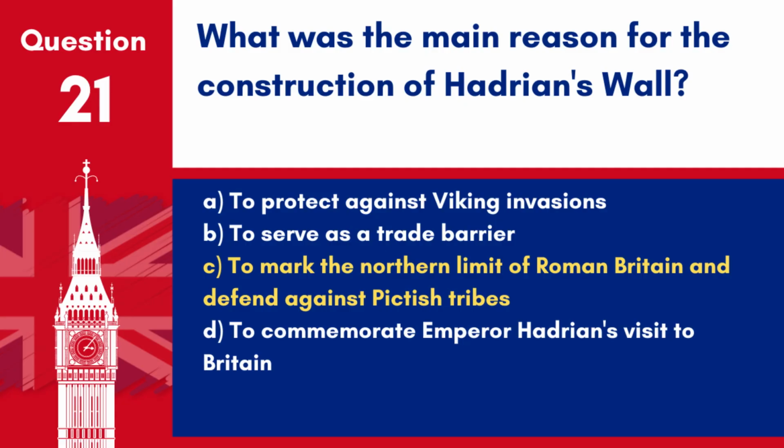Answer: C. To mark the northern limit of Roman Britain and defend against Pictish tribes. Hadrian's Wall was primarily constructed to secure the frontier of Roman Britain by marking the northern limit and providing a defence against the northern tribes.